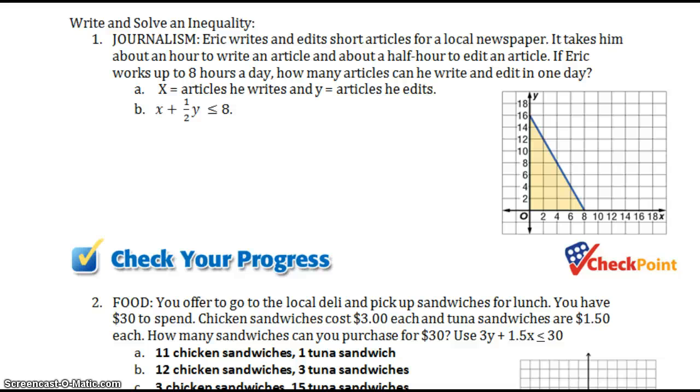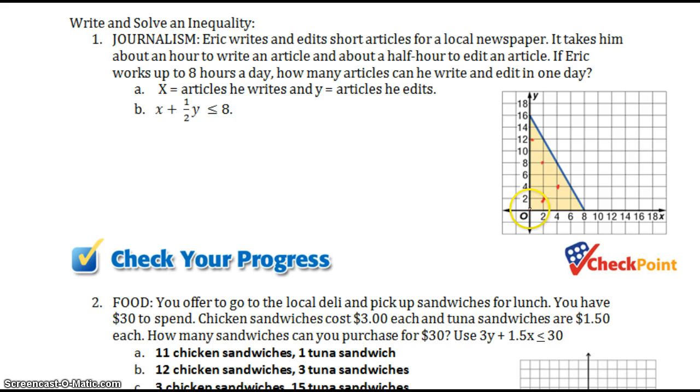Now, you and I both know if he does a lot of writing, then he won't have as much time to do editing, and vice versa. If he can do more editing, then he has to do less writing. So to the right is a graph of the inequality. X they've let represent the articles that he writes, and Y represents the articles that he edits. So when you look at the graph of this solution, all of these points inside are possible outcomes for this scenario.